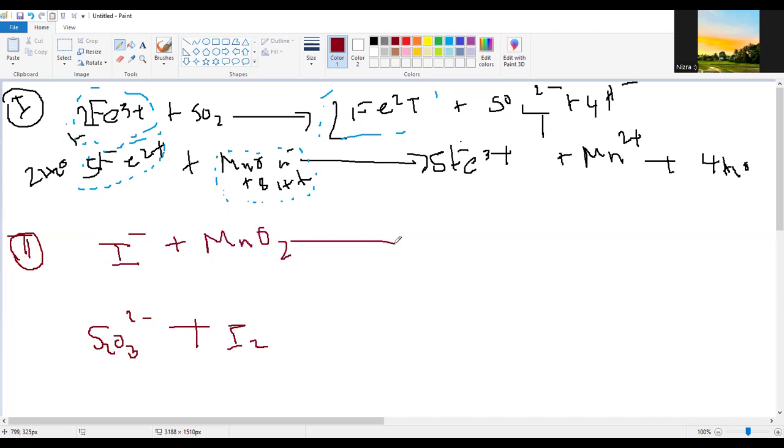MnO2, then I- will oxidize to I2. MnO2 will reduce to Mn2+ because Mn is +4, and it will reduce to +2. Okay. Now all the manganese is here. So if you know the moles of MnO2, then you can find it.